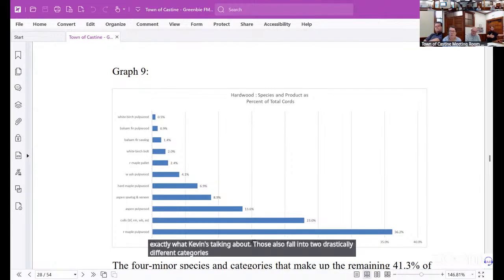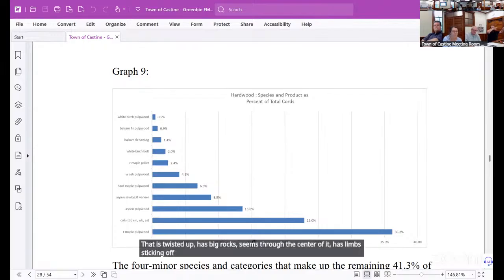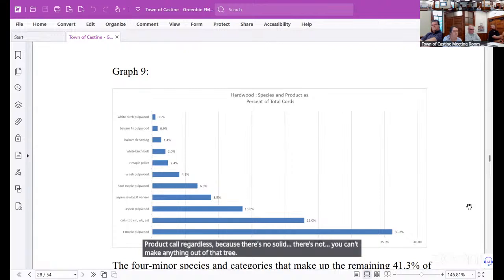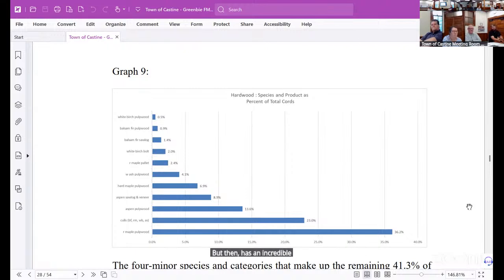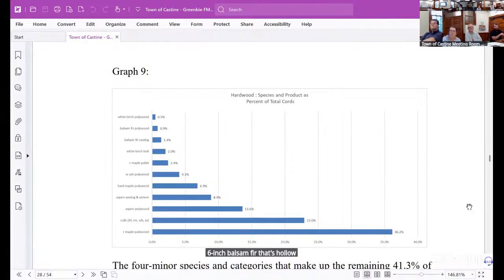You might have a big gnarly red maple that is twisted up, has big rot seams through the center of it, has limbs sticking off in weird angles, is more than half dead. That goes in as a product cull regardless, because you can't make anything out of that tree. But it has incredible wildlife value, incredible ecological value. So from an ecological standpoint, it's one of your most valuable trees. That is very different from a 6-inch balsam fir that's hollow with no commercial product, because that tree also has virtually no long-term ecological value.